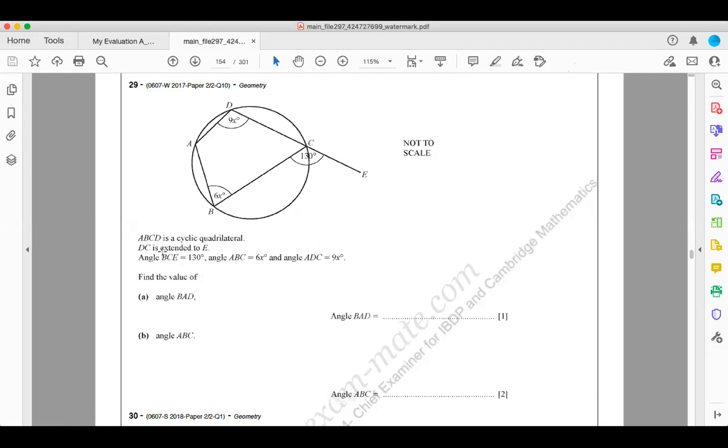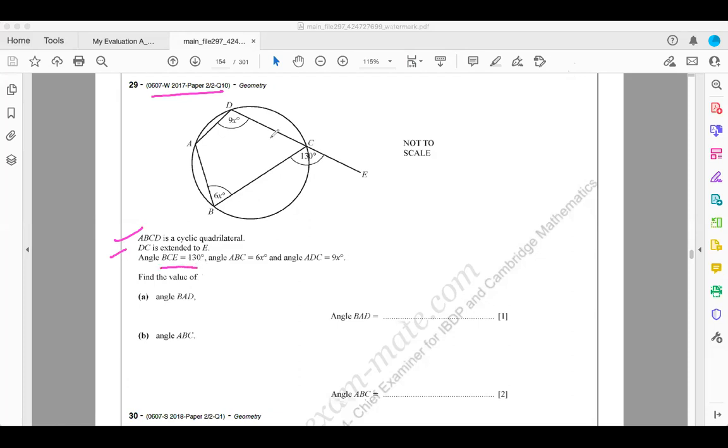So here we have a particular question from the 2017 paper 2 for international math. The first question is: you have been given that ABCD is a cyclic quadrilateral and DC is extended so that it cuts here at C and here at E.